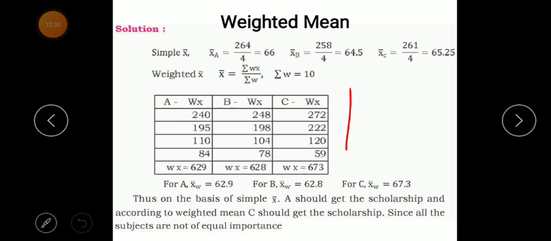You know this table. Now the weighted mean formula is summation wx upon summation w. Summation w in this case is 10. You have added up all the weights. Summation wx you have to do for A, B and C, and divide by 10 for each, and based upon that, whoever has the highest value, you have to choose them for scholarship. So this is a simple way of finding a weighted mean.